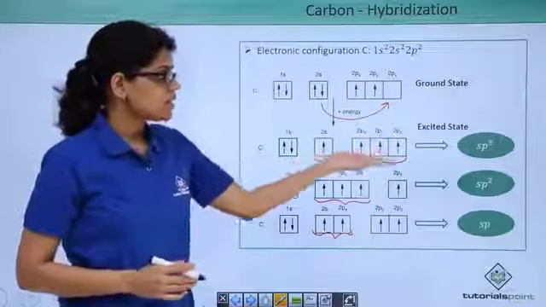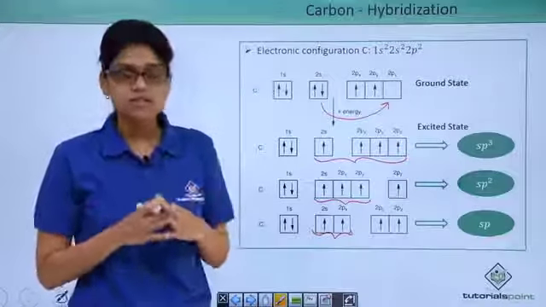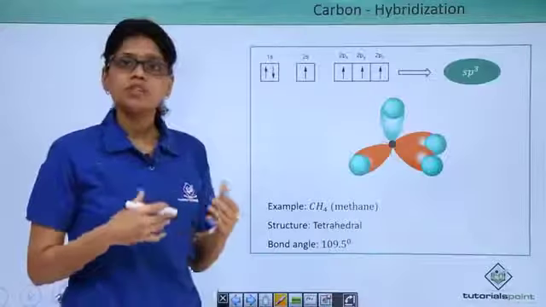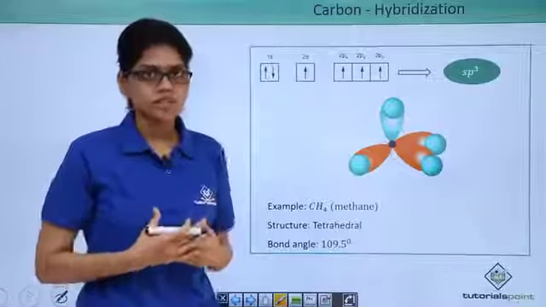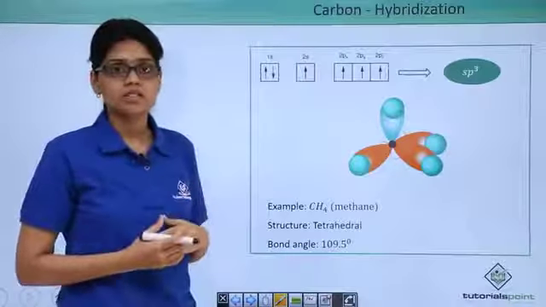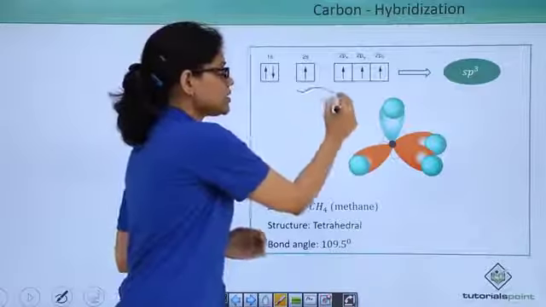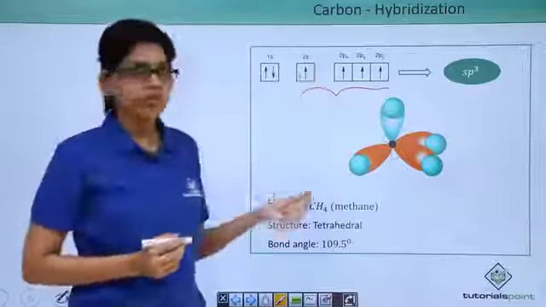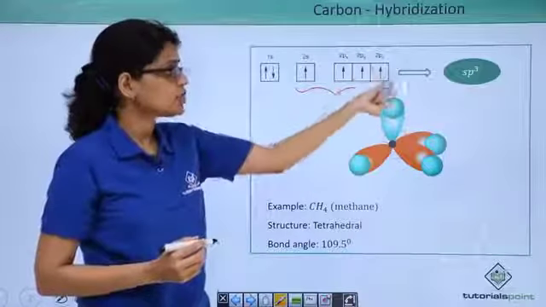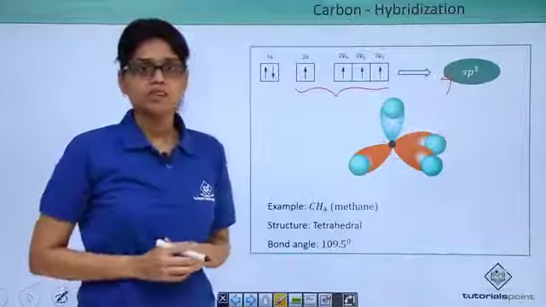So let us study in detail what these different hybrid states are, and what their structures and their bond angles are. The first hybridization state that we are going to study is sp3. As we can see, the excited electronic configuration of carbon for sp3 hybrid orbitals would look something like this, where s is combining with the remaining three orbitals, 2px, 2py and 2pz, giving four sp3 hybrid orbitals.